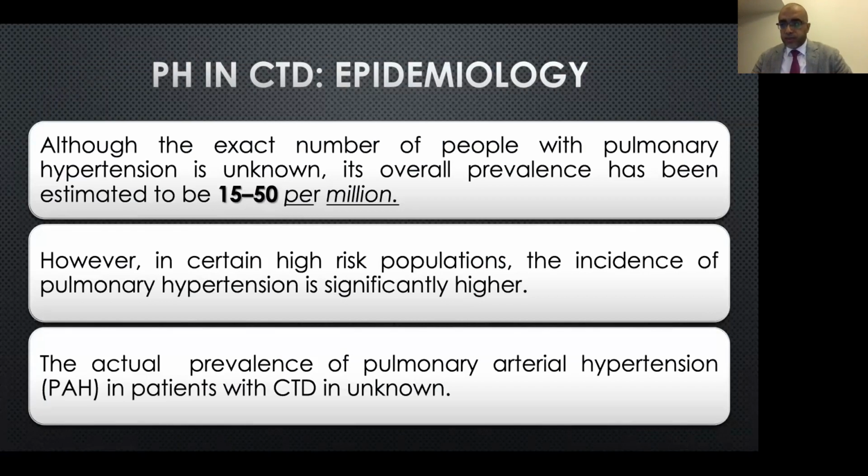Coming to the epidemiology. Epidemiology for pulmonary artery hypertension itself, pulmonary hypertension is about 15 to 50 per million. It's a very rare condition to happen in the general population. But if you apply this prevalence in a special population like connective tissue disease, you can find a higher prevalence of pulmonary artery hypertension in cases of connective tissue disease.